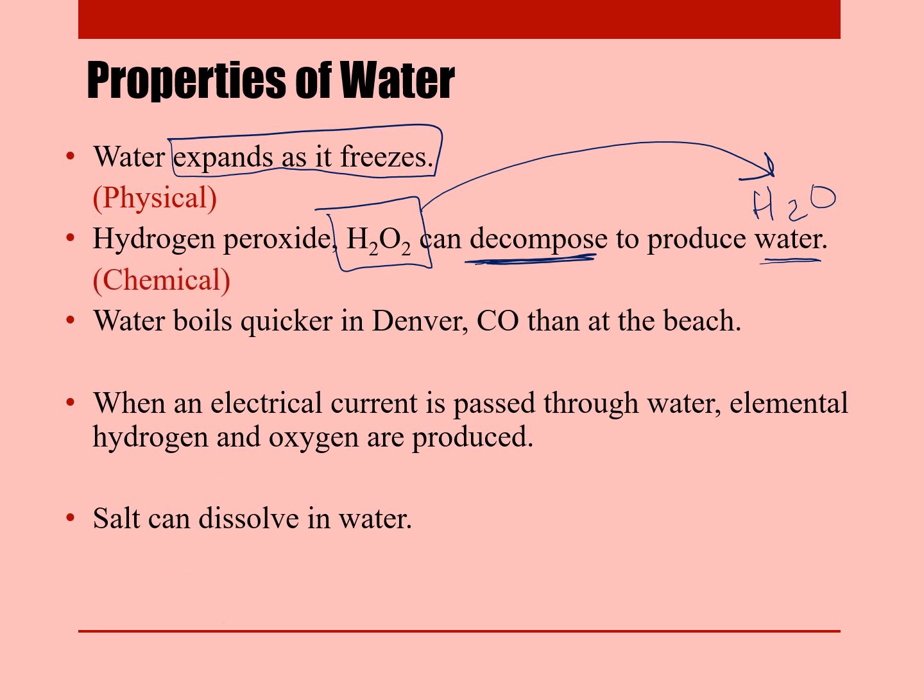Water boils quicker in Denver, Colorado than at the beach. Boiling is just a phase change, meaning it's going from a liquid to a gas, but it is still water in both states, so therefore it would be a physical property.